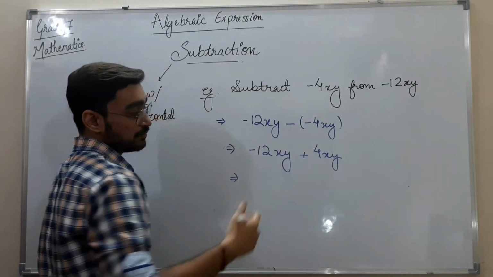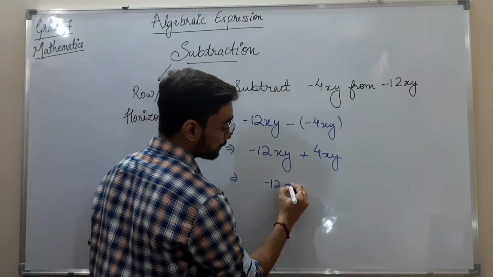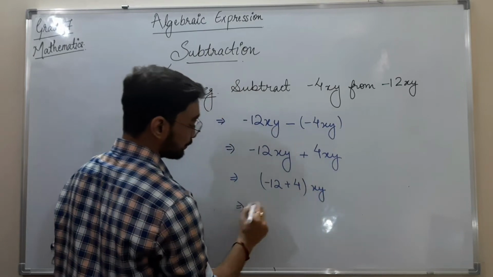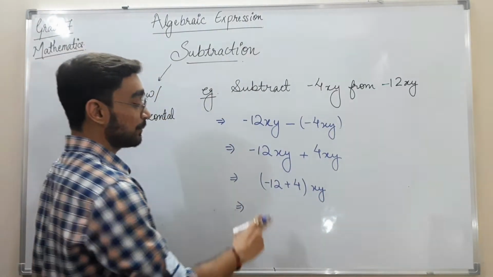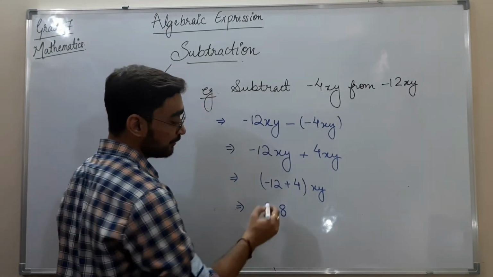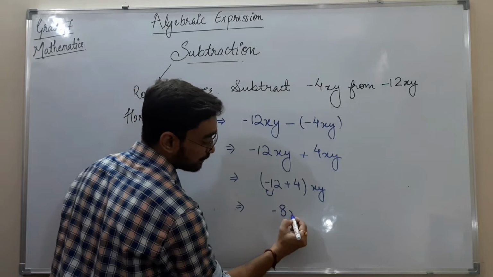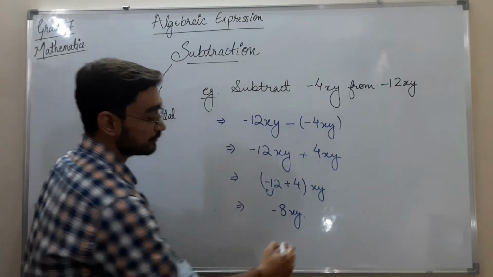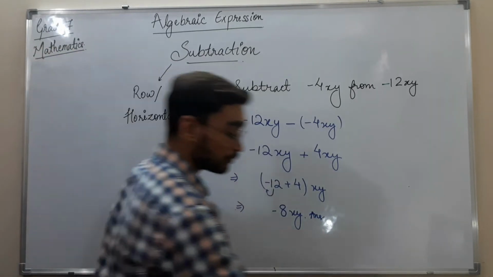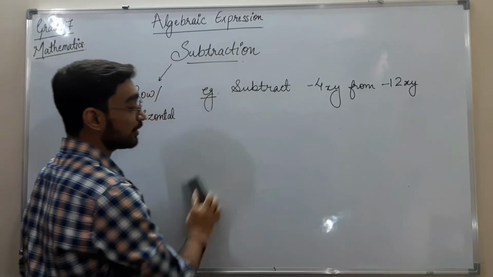Now, because both have the same variables, they are like terms, so I will do minus 12 plus 4 xy. Now minus 12 plus 4 is minus 8. Will 8 be negative or positive? Yes, negative, because 12 is the bigger number and has the symbol of minus before it. So minus 8xy. This will be our final answer. So this is actually called the row method. I will give some more difficult examples in the row method. This is only one term, so let us see how we can subtract two or three terms together.